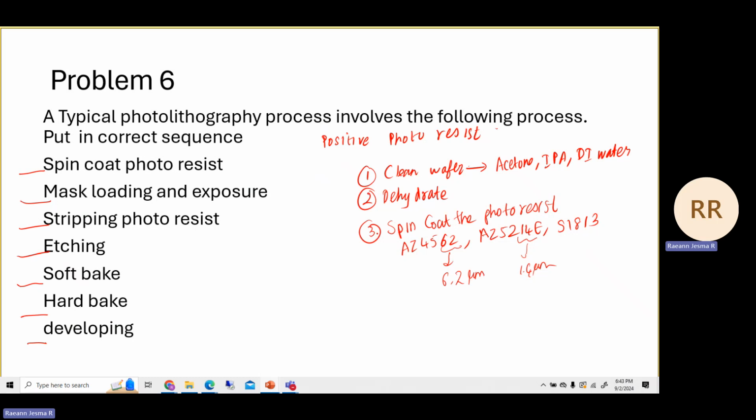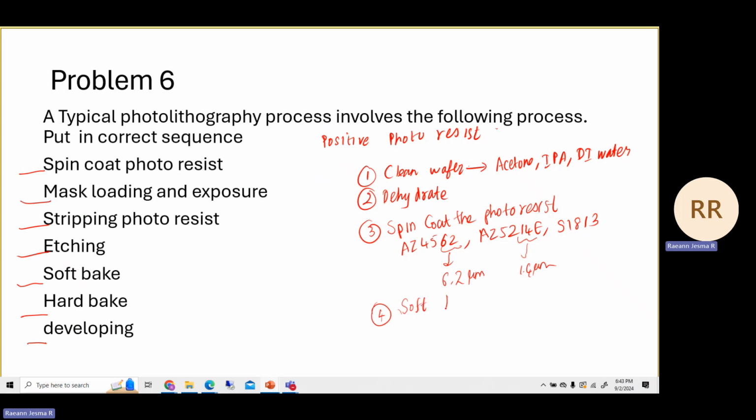So the third step is spin coating the photoresist. Then next, before doing exposure, we have to remove some of the solvent. We have to make the photoresist somewhat thick. So we will follow this by soft bake.